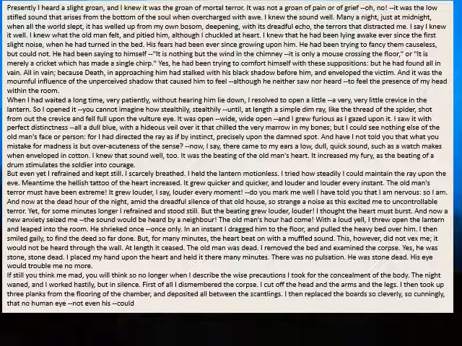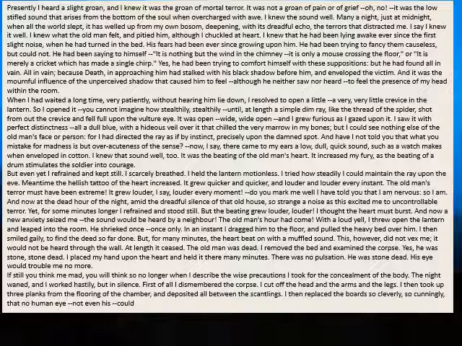When I had waited a long time, very patiently, without hearing him lie down, I resolved to open a very, very little crevice in the lantern. So I opened it. You cannot imagine how stealthily, until at length a simple dim ray, like the thread of the spider, shot from out the crevice and fell full upon the vulture eye. It was open, wide open, and I grew furious as I gazed upon it. I saw it with perfect distinctness, all a dull blue with a hideous veil over it that chilled the very marrow in my bones, but I could see nothing else of the old man's face or person, for I had directed the ray as if by instinct, precisely upon the damned spot.